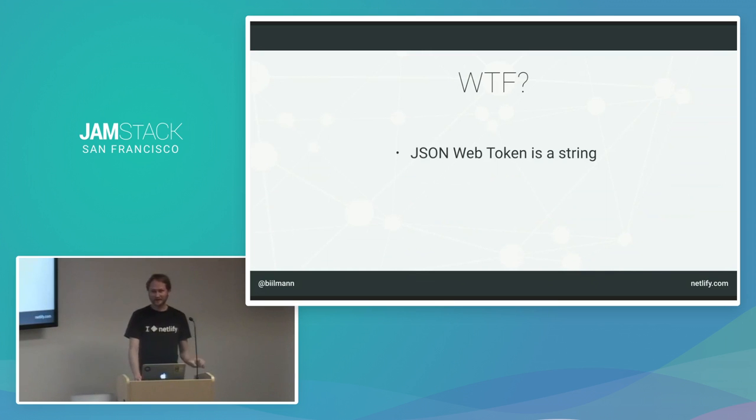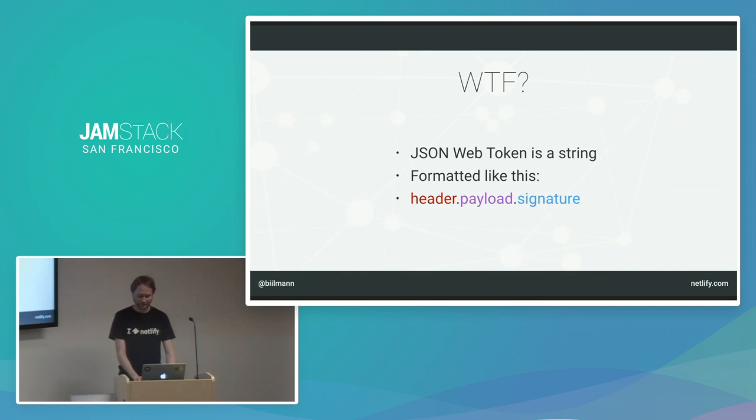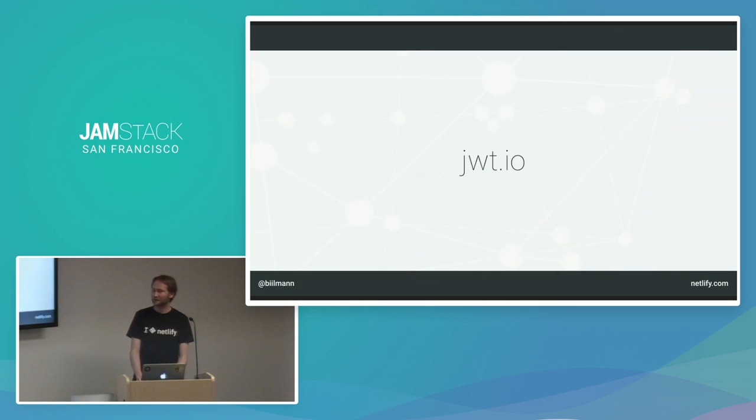A JSON Web Token is basically just a string, right? So don't ascribe it more superpowers than it has. It's a string that's formatted like this: a header, a dot, a payload, a dot, and a signature. So it's a pretty straightforward format, but the important part is the functions of each of those three parts of the token.